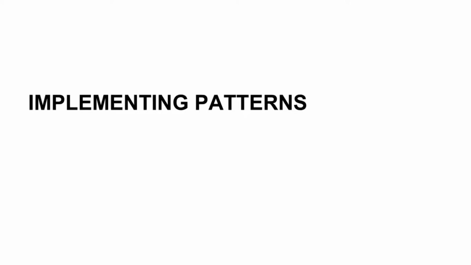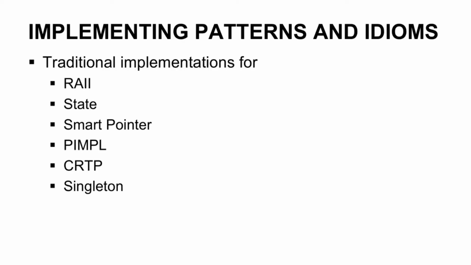Of course, patterns are ideas and have to be realized in code in order to be useful. Let's look at how several common patterns and idioms can be implemented in C++. We're going to consider 6: RAII, state, smart pointer, PIMPL, CRTP, and Singleton. Of these 6, state and Singleton are design patterns, and the rest are idioms.